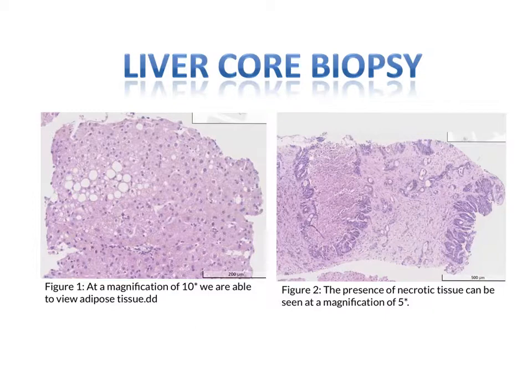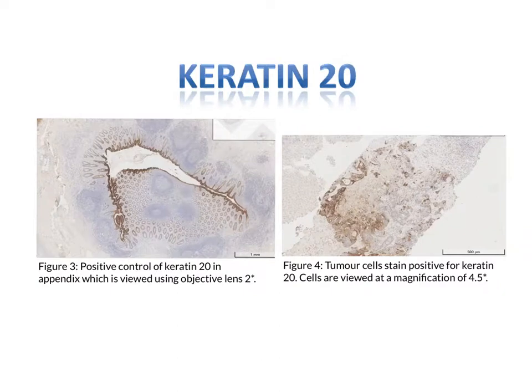However, this may be a cholangiocarcinoma, also known as a bile duct cancer. Cholangiocarcinomas are gland-forming tumours. Keratin markers could be used to identify if this is a primary colorectal carcinoma or a cholangiocarcinoma. The appendix is found in the gut that typically expresses keratin 20, which could be used as a positive control.